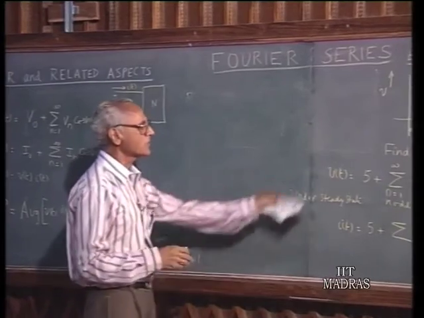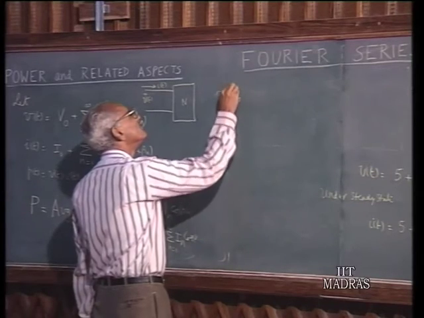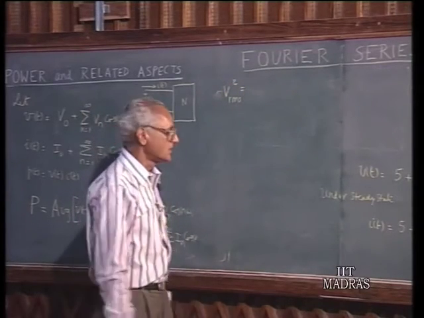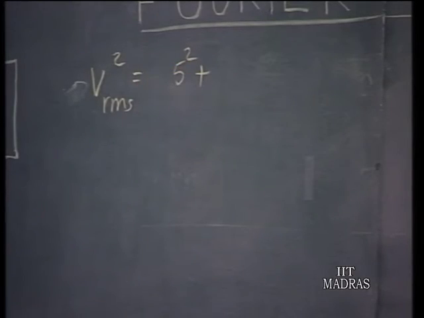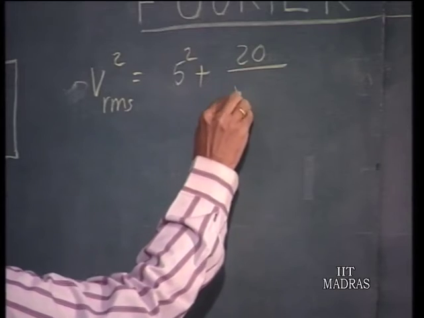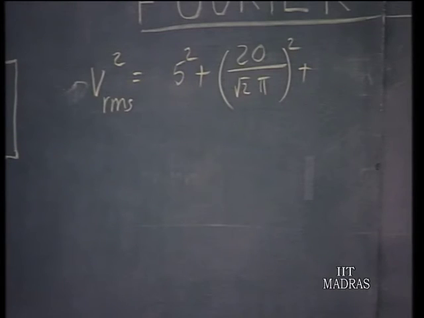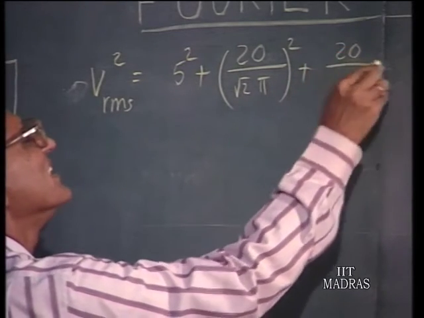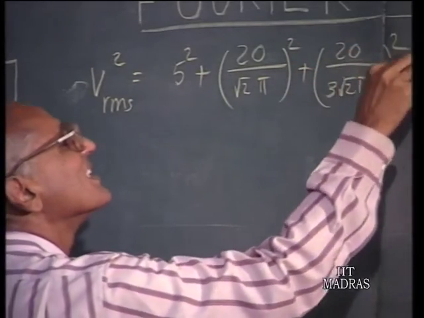First of all, let us also calculate VRMS just for the sake of interest. So VRMS squared will be the square of the DC term, phi squared, plus the fundamental amplitude squared divided by 2, because we have to take the RMS value of the fundamental. The RMS value of the fundamental is 20 upon root 2 pi, squared. The third harmonic component is 20 upon 3 root 2 pi, whole squared, etc.